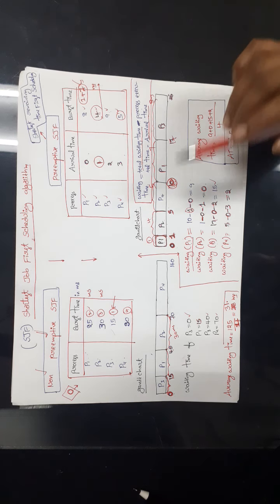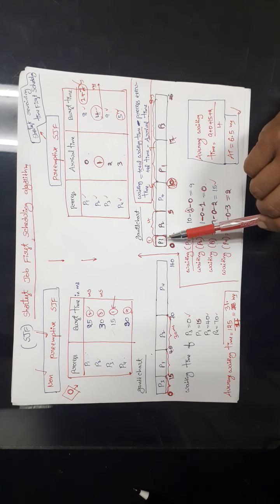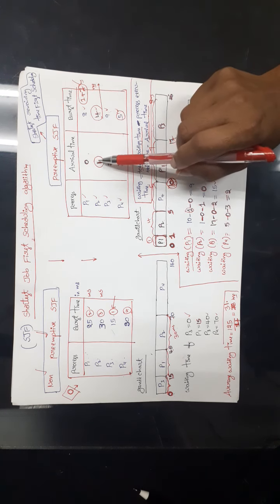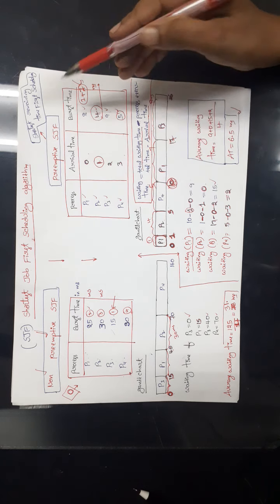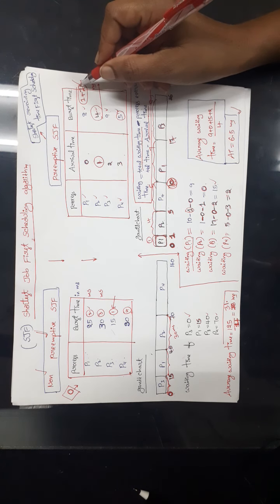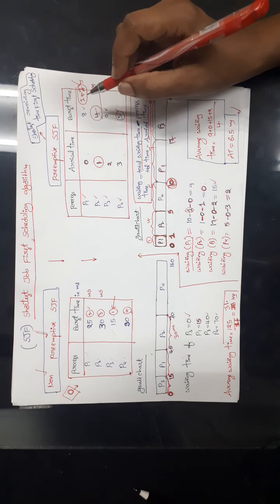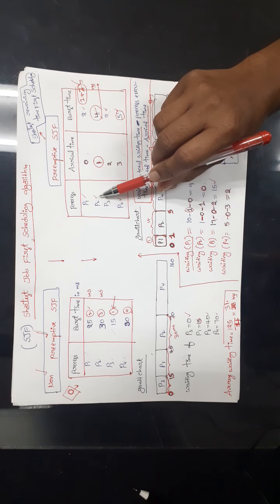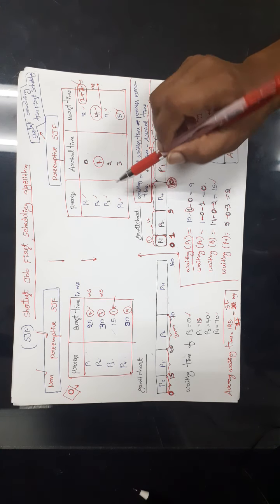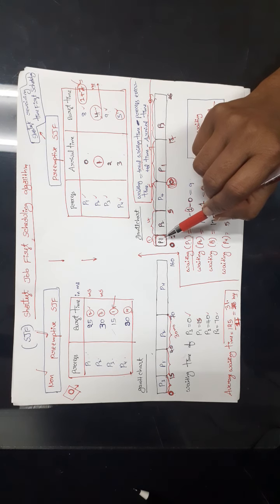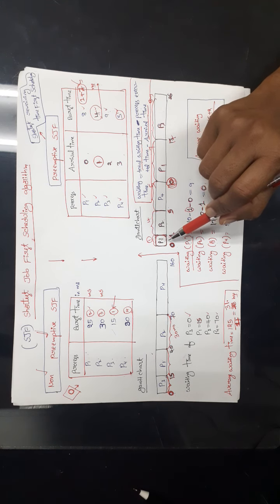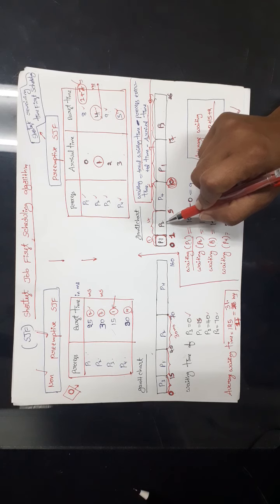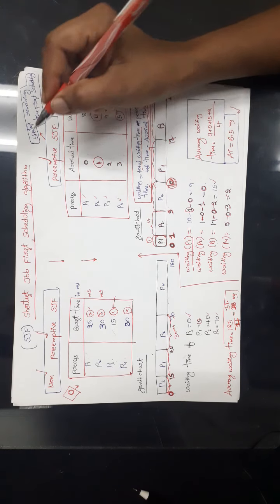So here if you observe, P1 has started its execution. It has been executed for 1 millisecond. After that, P2 has entered into the queue. If you compare, the burst time of P2 is very less compared to the burst time of P1. So among these two, which will get the chance? P2 will get the chance. That means P2 will take the CPU. Before P1 finishes its execution, we are forcibly taking the CPU from P1 and giving it to P2. That's the reason it is called preemptive shortest job first.